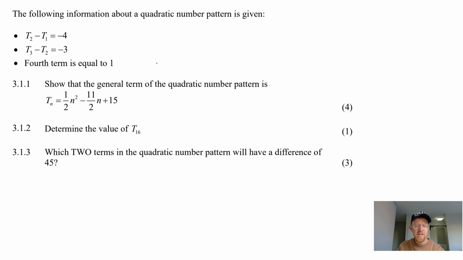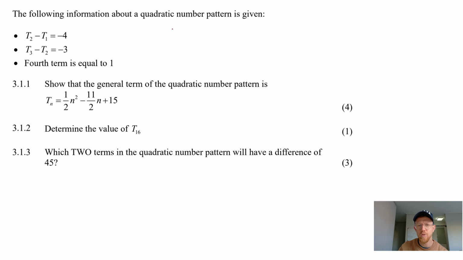The following information about a quadratic number pattern is given. So they tell us that the difference between term 2 and term 1 is -4, and then the difference between term 3 and term 2 is -3. And then they say that the fourth term is equal to 1.